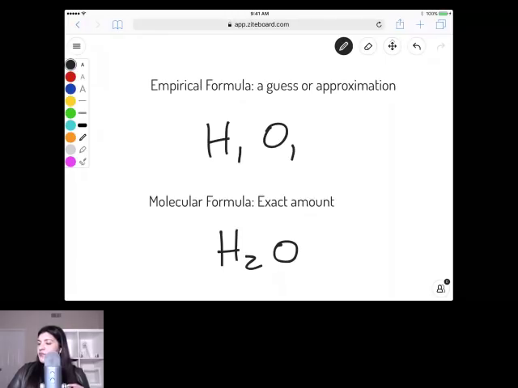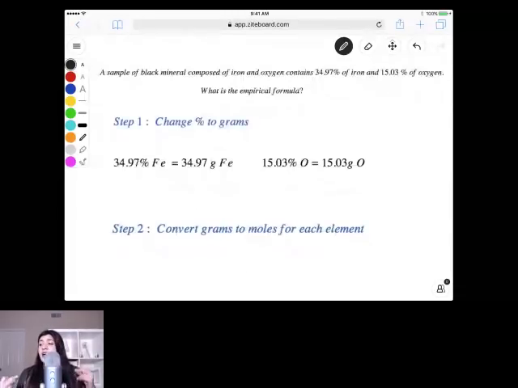Let's say we were to do this actual example. I'm going to walk you through the steps. I'm going to focus on empirical formula, then I'm going to move on to molecular. Okay, so a sample of black mineral composed of iron and oxygen contains 34.97% of iron and 15.03% of oxygen. What's the empirical formula?